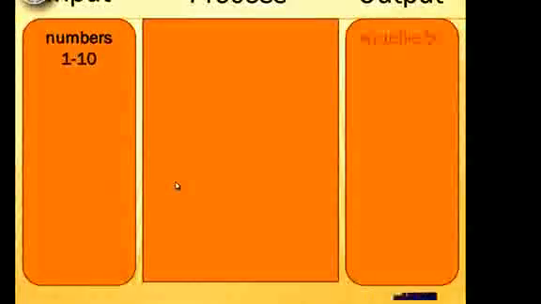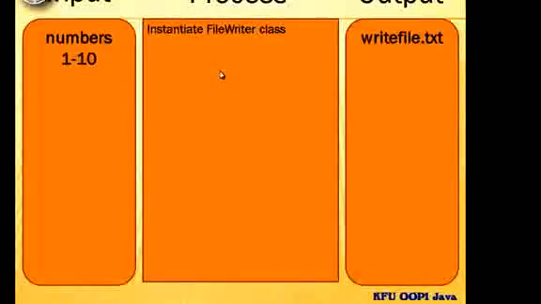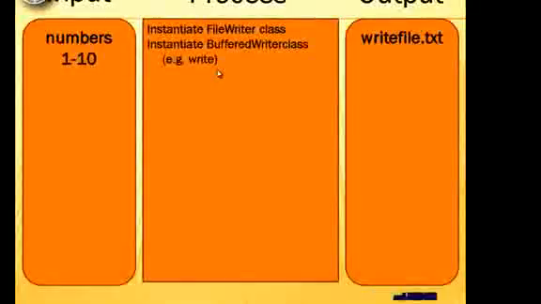Our input will be the numbers from 1 to 10 and our output will be the write file point text in Drive D. For our process, we have to first instantiate the FileWriter class. The FileWriter class is used to write character files, or a stream of characters to be exact. Then we have to instantiate the BufferedWriter class.